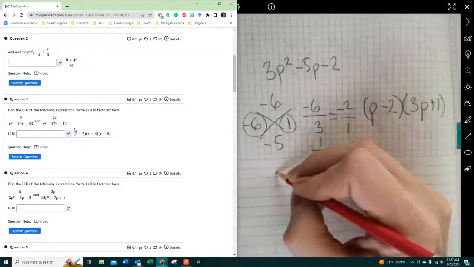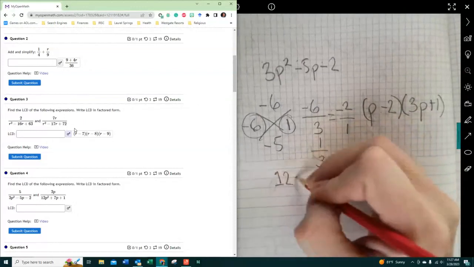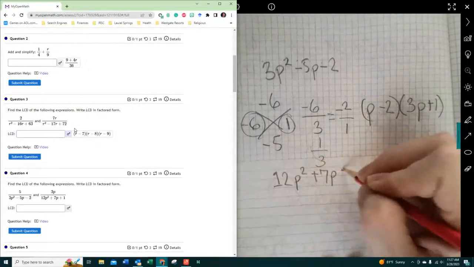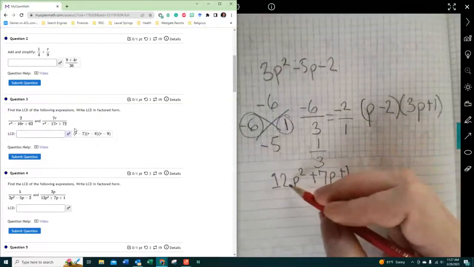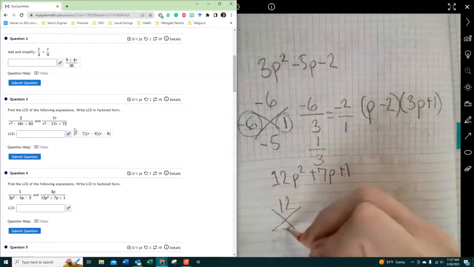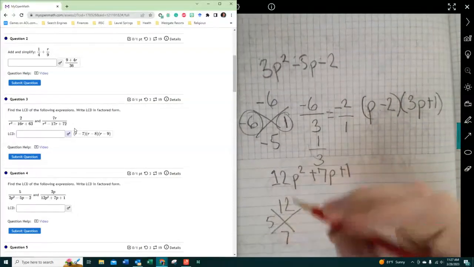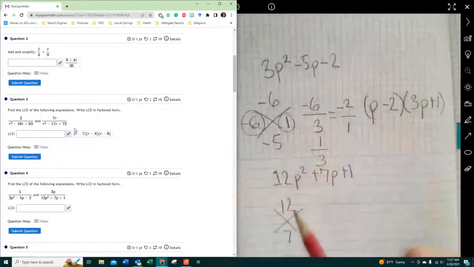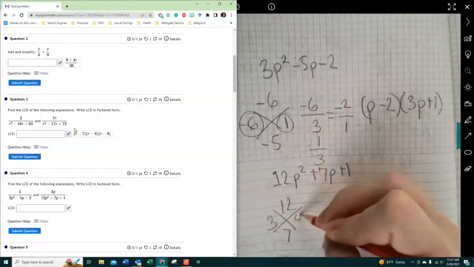So factoring the other one, I get 12p squared, and then I'm going to go ahead and multiply them together. 12, and then I have 7. It's 5. Whoops, hold on. Sorry, 5. It's 3 and 4.